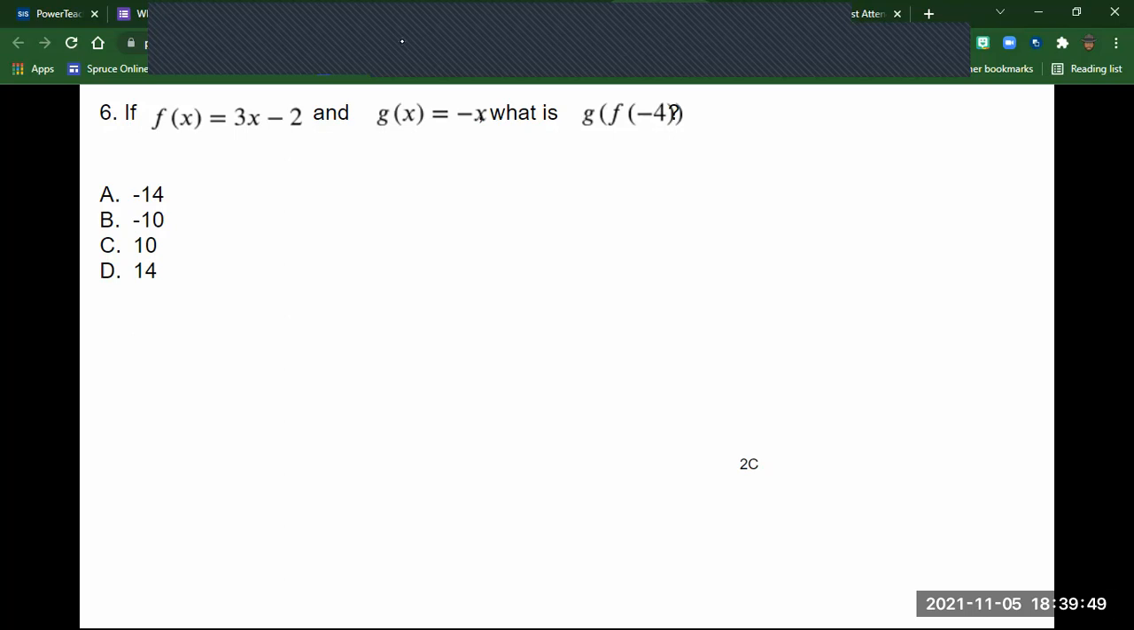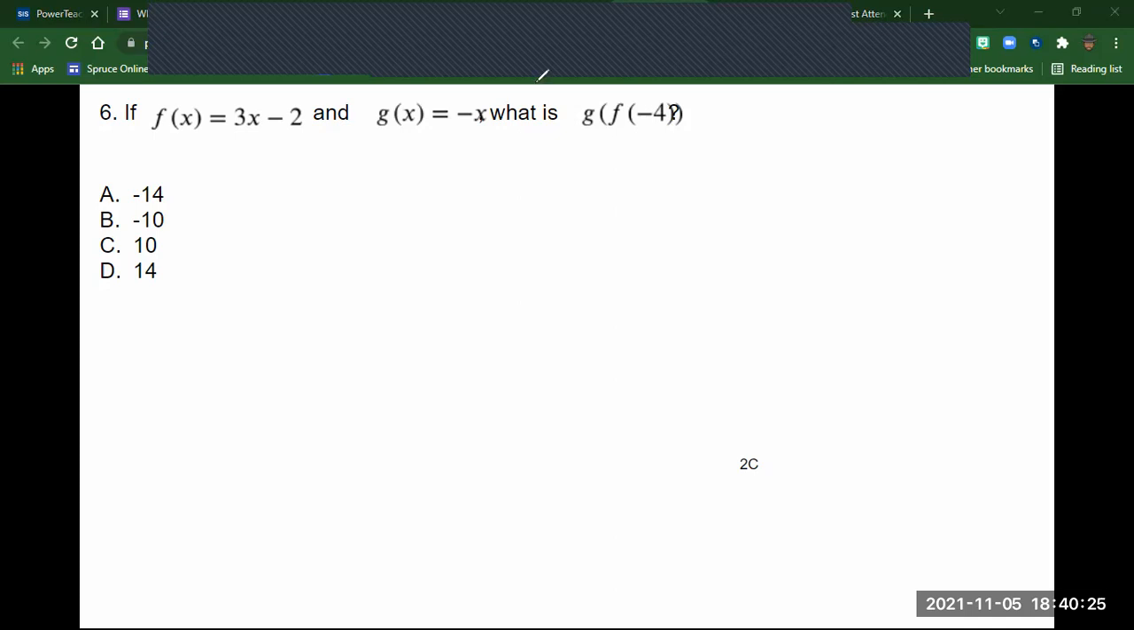I got g of x. I'm just going to write this down. 3x minus 2, that's f of x. And I have g of x is negative x. And I want to find g of f of negative 4. Actually, this one was pretty easy to do by hand, but I'll do it both ways. So let's do it by hand.